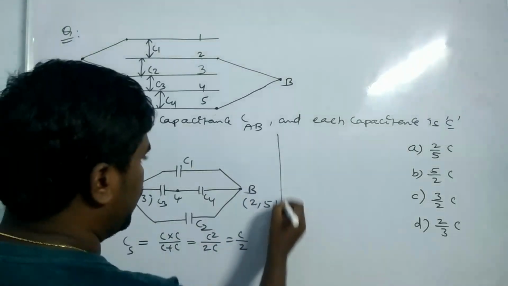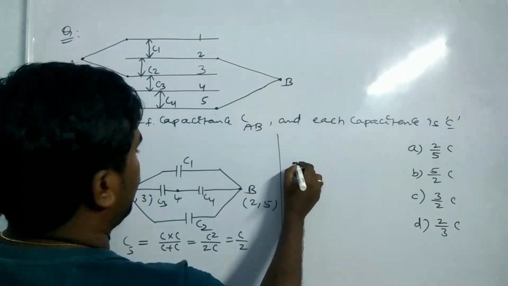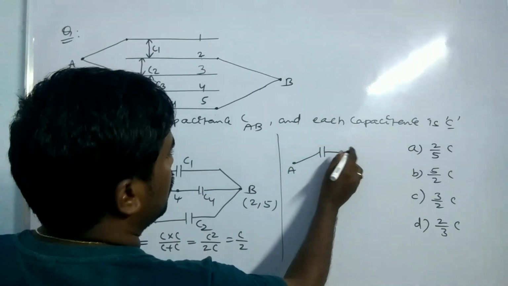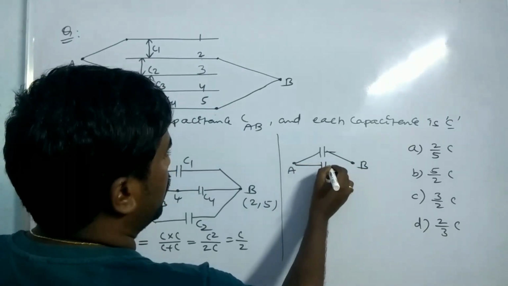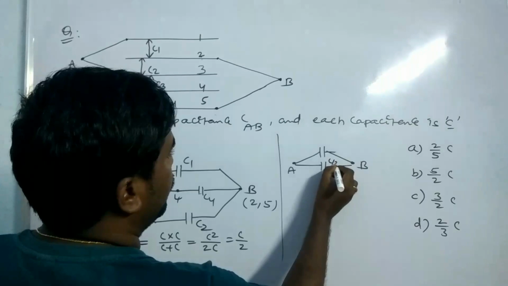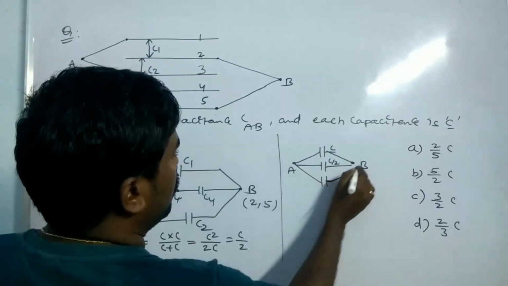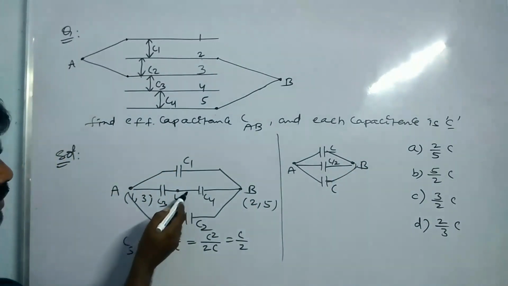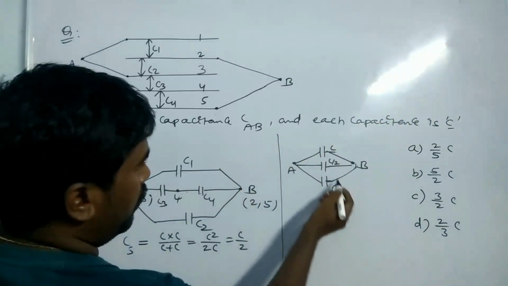Now we redraw this circuit. This is A and this is B. Here there is a capacitor C, here a capacitor C by 2, and here a capacitor C. Each capacitance is C.